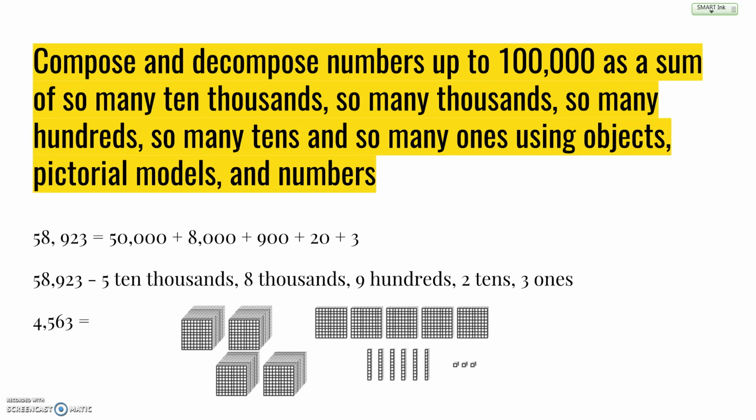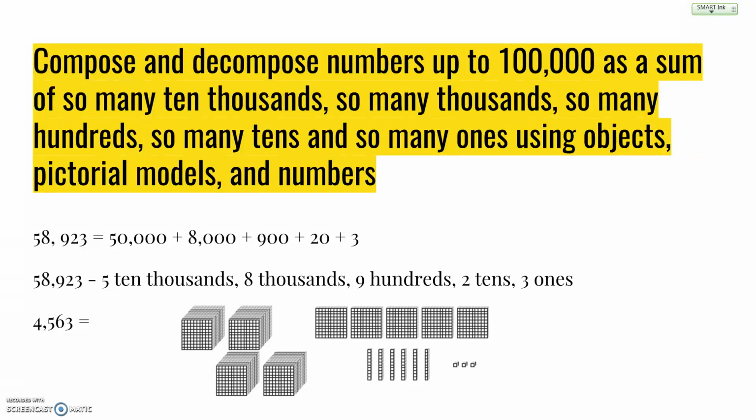So in place value, they're going to compose and decompose numbers up to 100,000 as a sum of so many 10,000s, so many thousands, so many hundreds, so many tens, and so many ones, using objects, pictorial models, and numbers. And compose and decompose just means to put things together and make the number, or to take a number and take it apart, to decompose it.